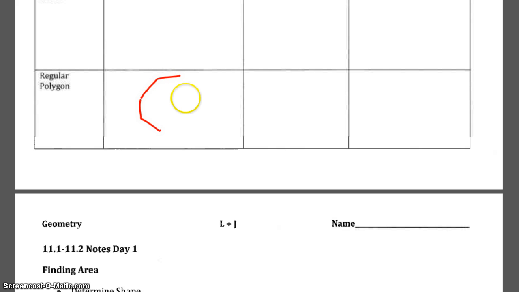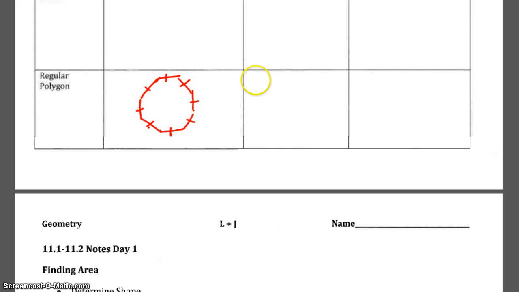Let's make this an octagon. Those are generally pretty easy to make, and I apologize, these are horrible drawings here. And remember, all the sides are going to be congruent for this regular polygon. So you want to mark all of those sides congruent. And all of the angles are congruent as well. Okay, so all sides and all angles are congruent.